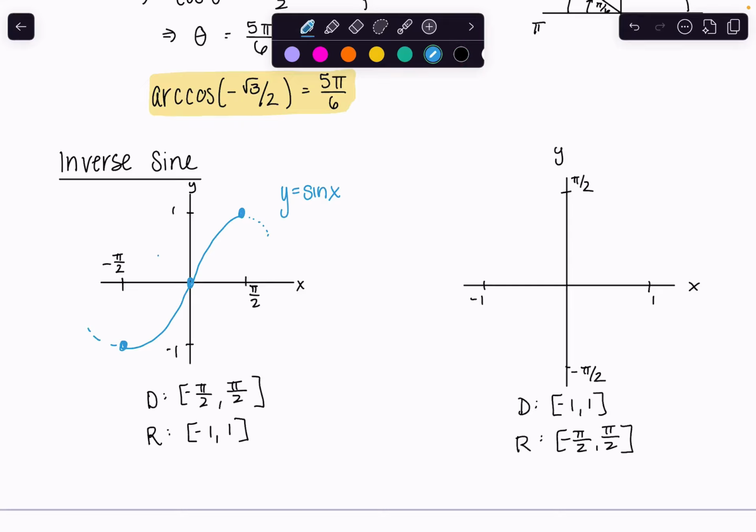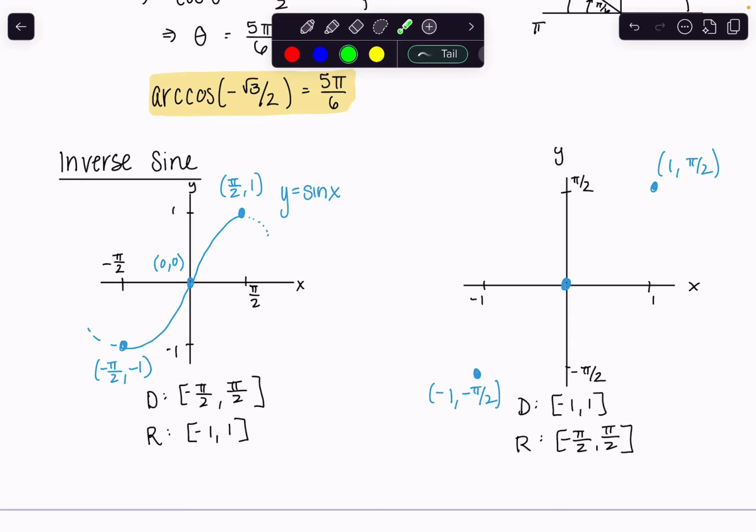So to go through these points, this one's really nice, 0, 0. When you switch those, it does nothing. This point here would be negative pi over 2, negative 1. So switching that would be negative 1, negative pi over 2. Up here is pi over 2, 1. So let me label this. This is negative 1, negative pi over 2. And then switching that other point, this is 1, positive pi over 2.